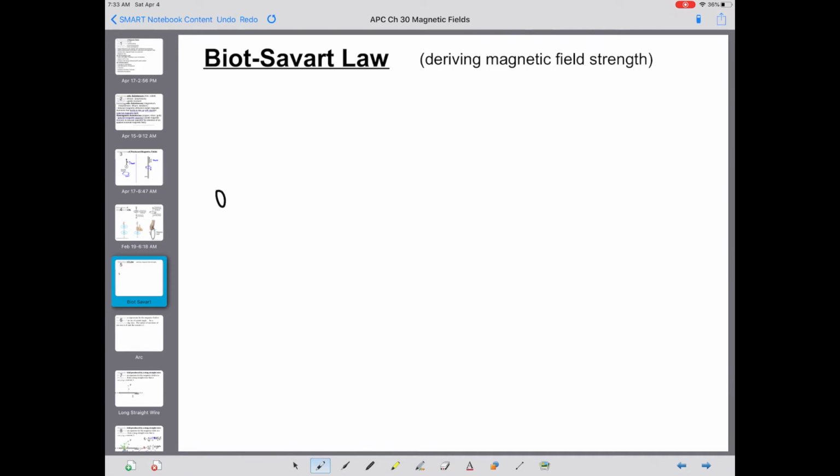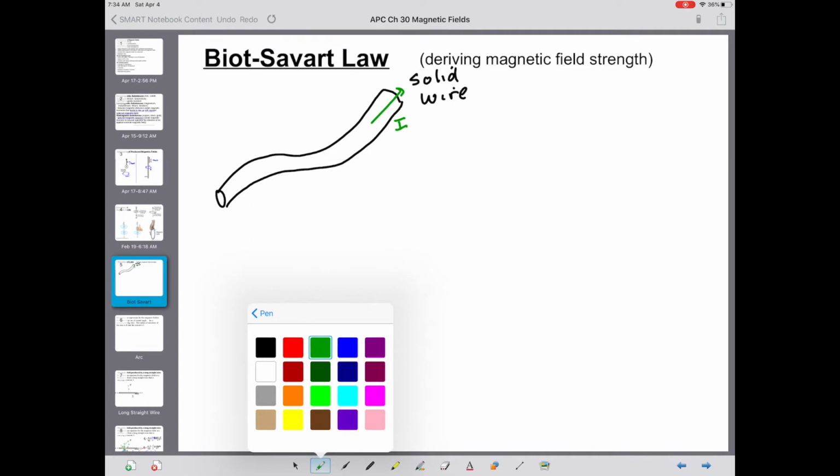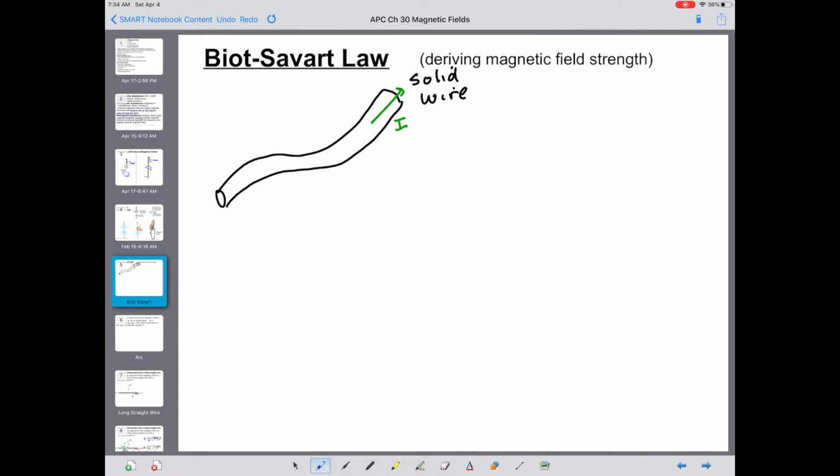So if we start off with a simple wire, I'm going to make this wire as general as possible. I'm going to make it kind of curved around. So this is a section of a solid wire, and we're going to put an electric current flowing in this wire, in that direction, and we want to ponder the magnetic field, say at a location somewhere here. I'll call that location P.